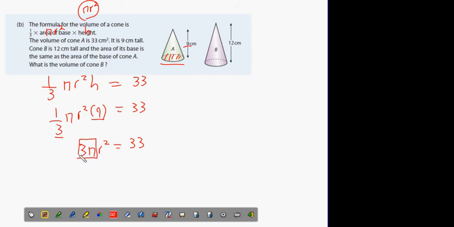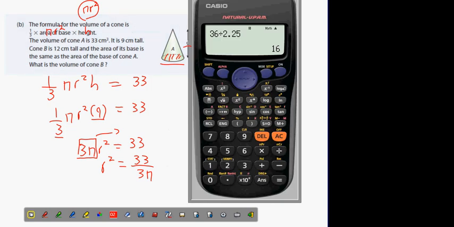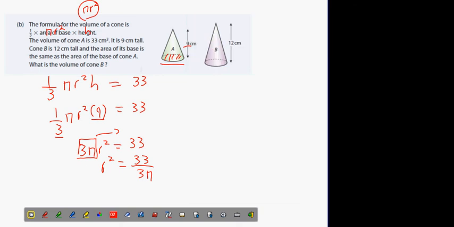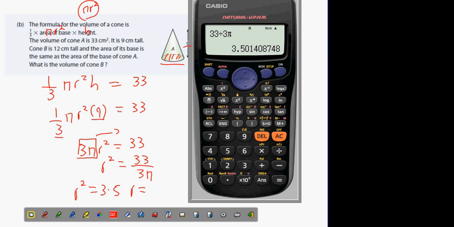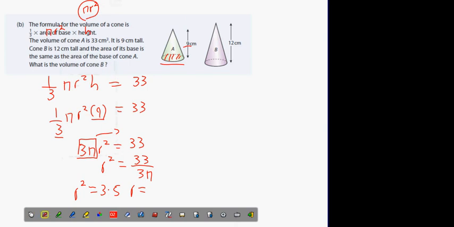Now you're multiplying r squared by 3 pi, so when you bring it over to the other side, you're dividing by 3 pi. So 33 divided by 3 pi. Once again, you might bring out your calculator to do this. And what you get here is 3.5. So r squared equals 3.5. Now you have to find out what r is. So r is going to be the square root of that, and you get r equals 1.87. So r equals 1.87 centimeters. Okay?